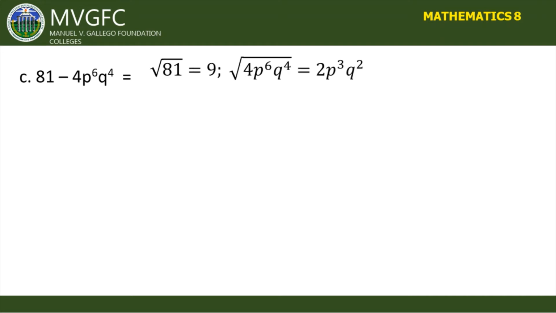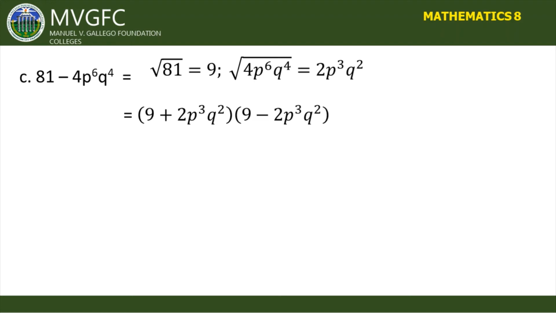So let us have example C. We have 81 minus 4p raised to 6 q raised to 4. Once again, find the square root of 81. The square root of 81 is 9. And the square root of 4p raised to 6 q raised to 4 is simply 2p cubed q squared. So 2 times 2 is 4. P cubed multiplied by p cubed is p raised to 6. And q squared multiplied by q squared is simply q raised to 4. So you can get the answer.